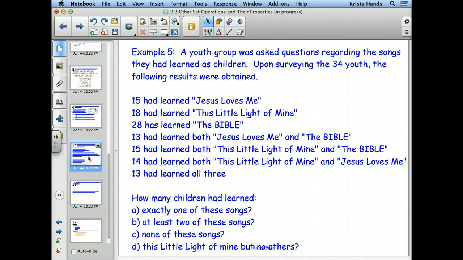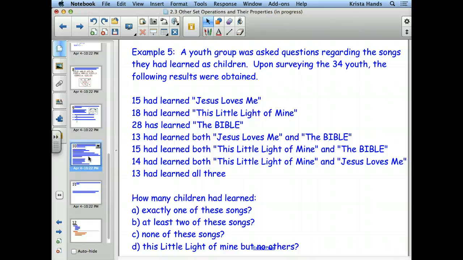A youth group asked questions regarding the songs they learned as children. Upon surveying 34 youth, the following results are obtained. 15 had learned Jesus Loves Me. 18 had learned This Little Light of Mine. 28 had learned the B-I-B-L-E. 13 had learned both Jesus Loves Me and the B-I-B-L-E. 15 had learned both This Little Light of Mine and the B-I-B-L-E. 14, This Little Light of Mine and Jesus Loves Me. And 13 had learned all 3.